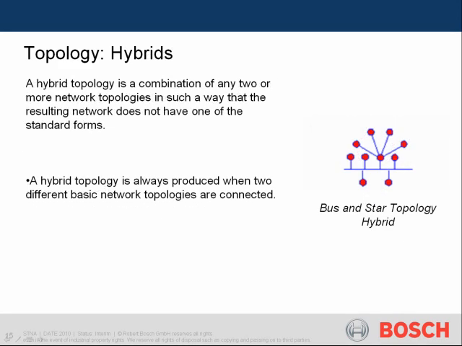Last but not least, we have what is called hybrid topologies. A hybrid topology is a combination of any two or more network topologies in such a way that the resulting network does not have one of the standard forms. Here, you see a combination of a bus and a star. Unlike a tree topology, this is a true hybrid of those two standard topologies.